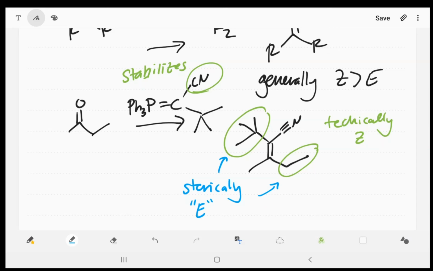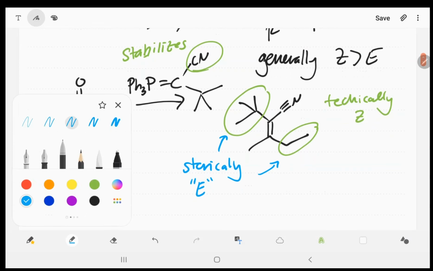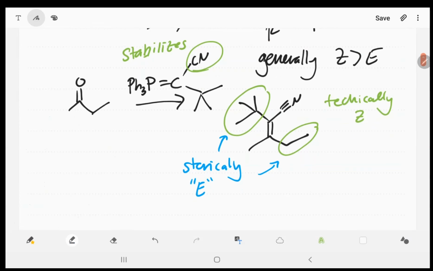So if you have something that is going to stabilize your ylide, meaning you have an electron withdrawing group on it, you're going to end up getting your bulky groups trans to each other. And typically that's going to be an E alkene, but naming-wise, this one is still Z. Although sterically, it's E. All right, let's see. What else can we do?